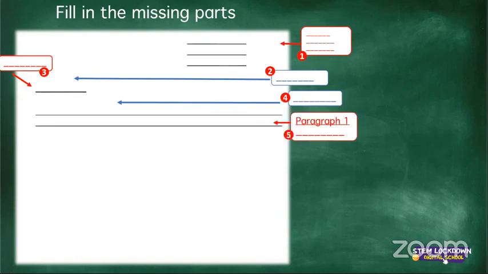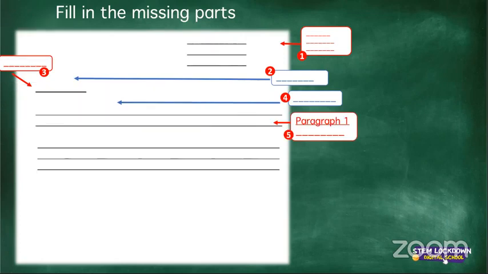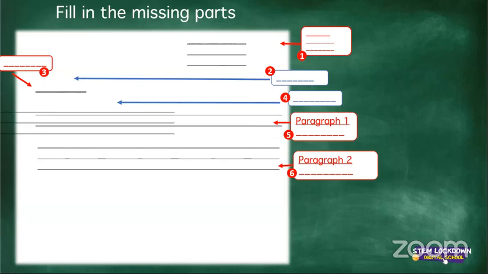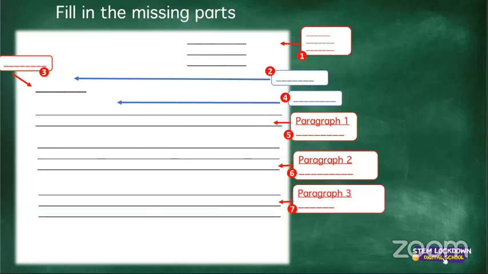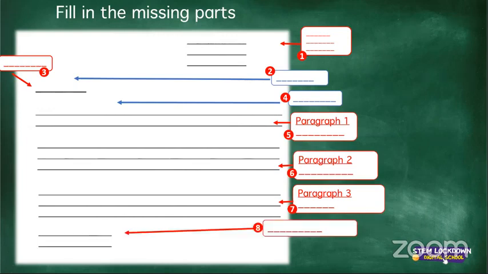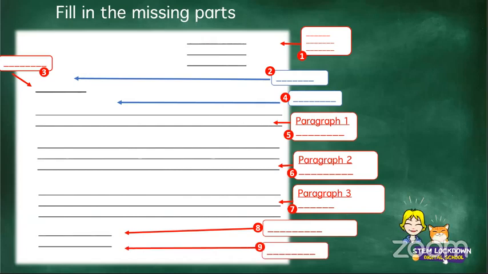What paragraph is this first one? What paragraph is the second one? What paragraph is the third one? What goes just before you write your name? Right, you got all those. Okay, you got all those.